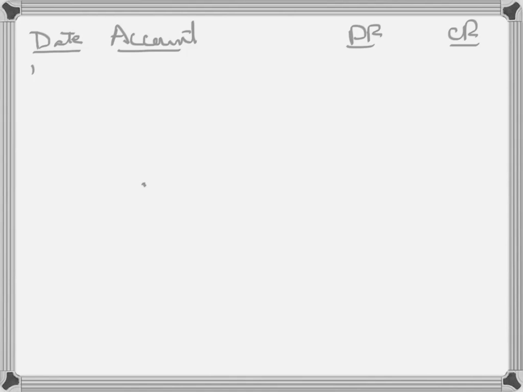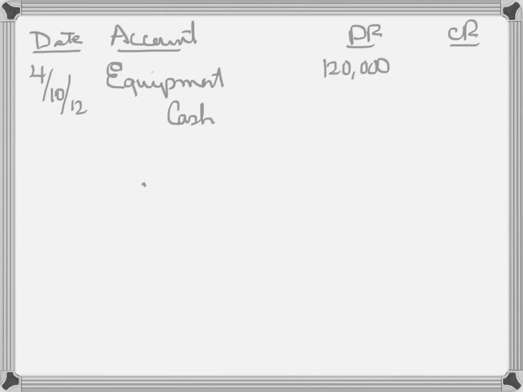Let's start with the journal entry to purchase. So on April 10th, we would actually do our account equipment, and we would put that equipment on at the $120,000 cost. And then we would do cash, or it could be a note payable or accounts payable. It doesn't say, but let's assume cash for 120. Now that asset's going to sit there until December 31st, 2012. That's actually where that depreciation comes into play.